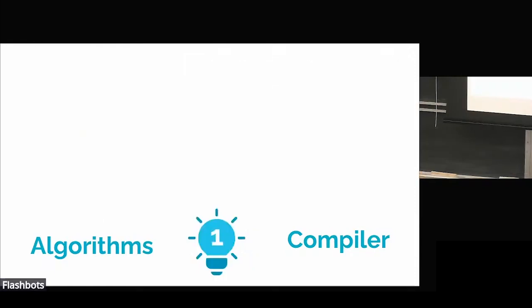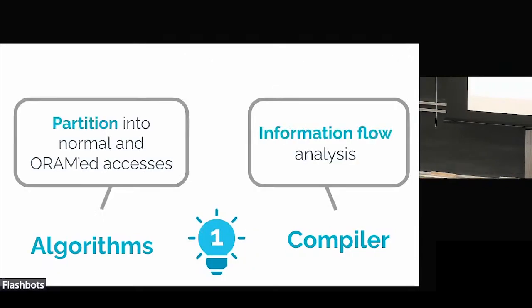Okay. So idea number one. This is a very simple idea. It's essentially partitioning. From an algorithm's perspective, we want to look at a program and partition the accesses into ORAM accesses and non-ORAM accesses, because some accesses are actually safe to reveal. They don't disclose sensitive information. And then we can automate this analysis using a compiler. The compiler can look at your program using a standard technique called information flow analysis. It can figure out whether each access has to be protected or not.